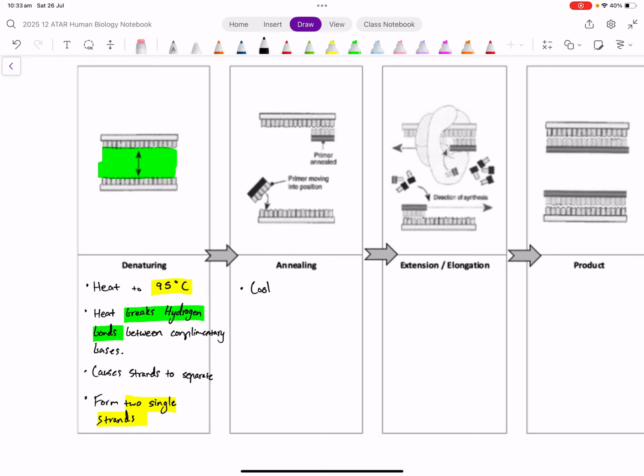cooling. Okay, so we were at 95 degrees, but we're cooling down to 50 to 60 degrees Celsius, somewhere in that range. And what happens during this process is that these primers, these DNA primers, anneal or stick themselves onto the complementary ends of those, or the complementary bases, I should say, on the ends of those two single strands. So primers anneal, and what we'll say is that they form hydrogen bonds.